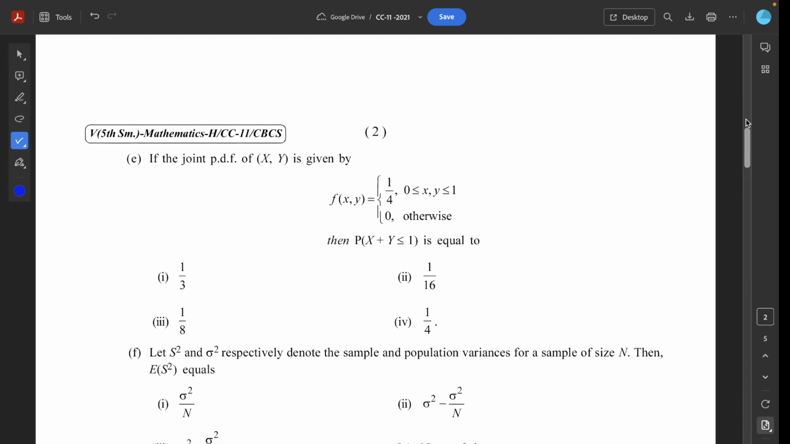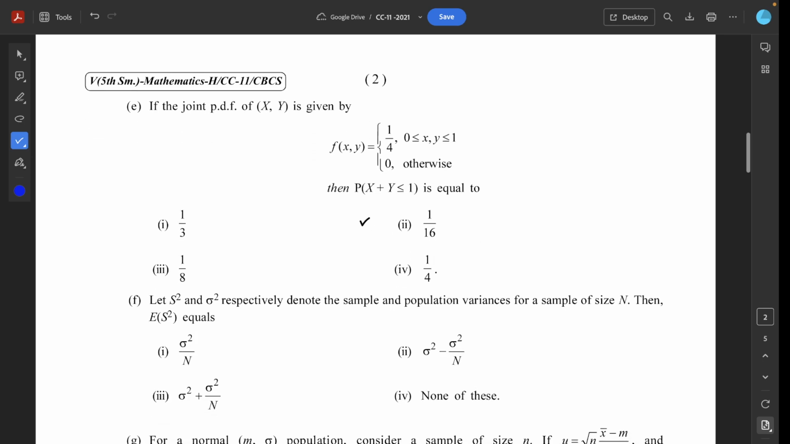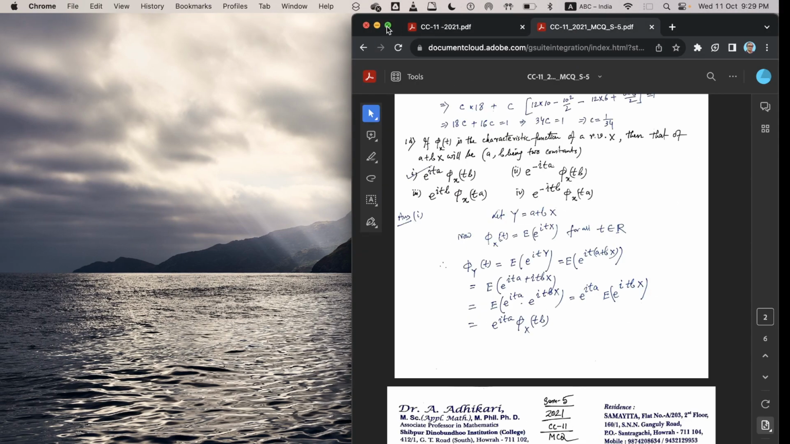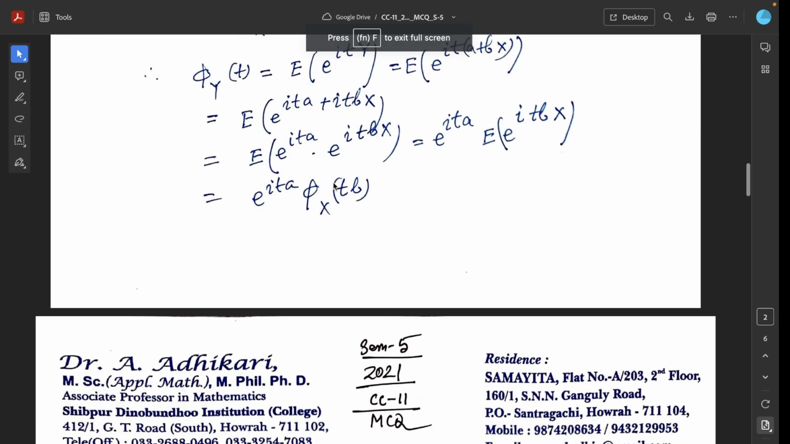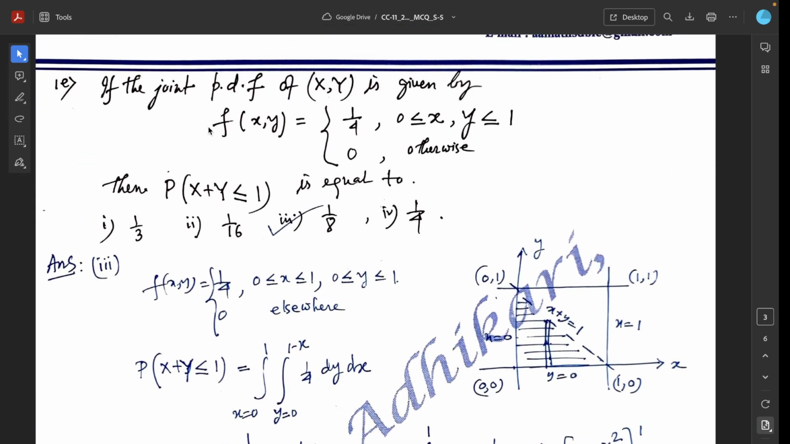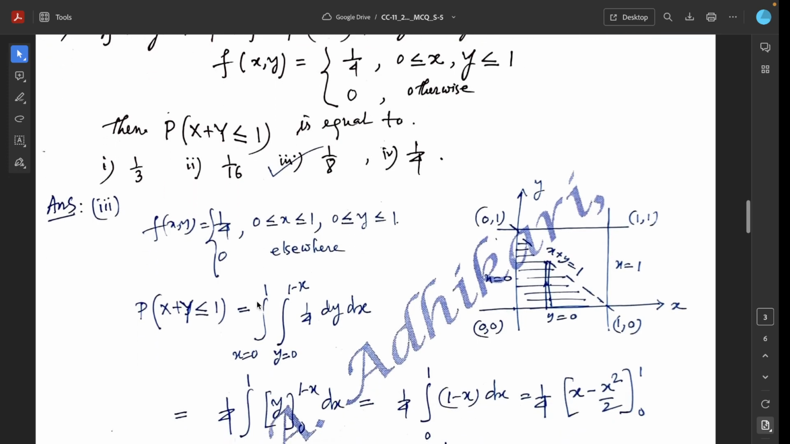Question E: if the joint probability density function of x, y is given by f(x, y) = 1/x, 0 < y < x < 1, and 0 otherwise, then the probability of x + y ≤ 1 is equal to this. Here, the probability density function is f(x, y) equals this.